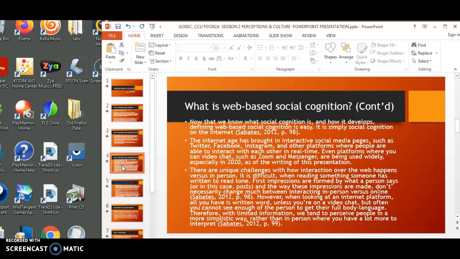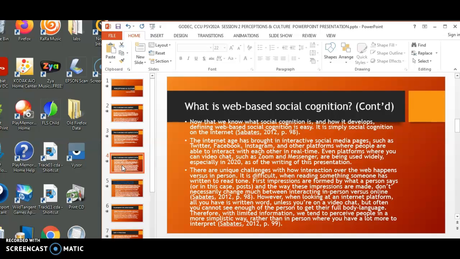There are certain unique challenges with how interactions over the web happen versus in person. It is much more difficult to try to read a person when they are posting something online. A lot of times people will actually think about what they post. They will delete and rewrite. They will not necessarily always say what they mean. They only say what they want you to see. When a person is doing the same thing in person, they can't really delete what they've said already.